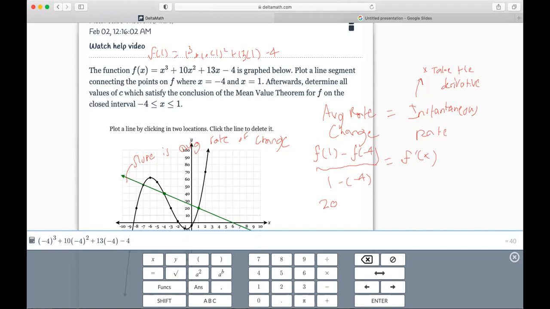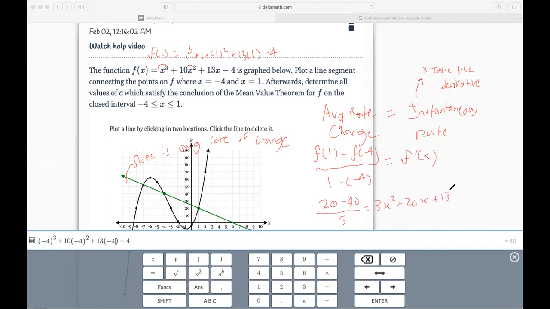So I have actually done all that I really need, I think, on the calculator for now. And then 1 minus negative 4 is equal to 5. And I might as well just take the derivative of the function. So the derivative of the function is going to be 3x squared plus 20x plus 13. All right. So I'm going to take that calculator away now.